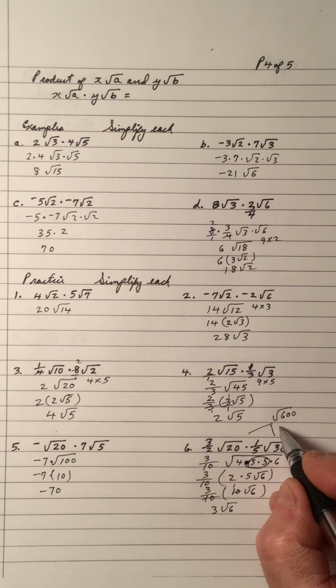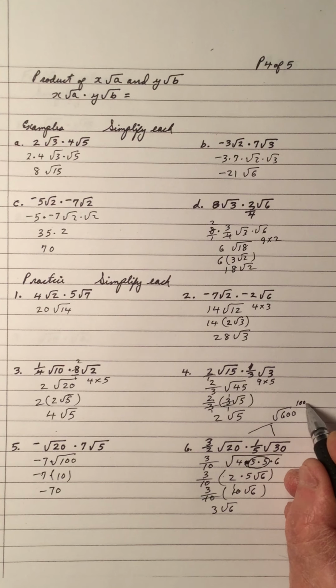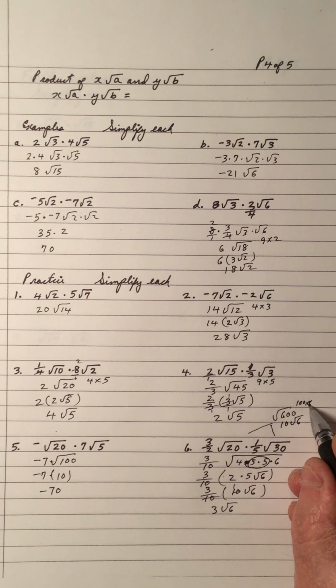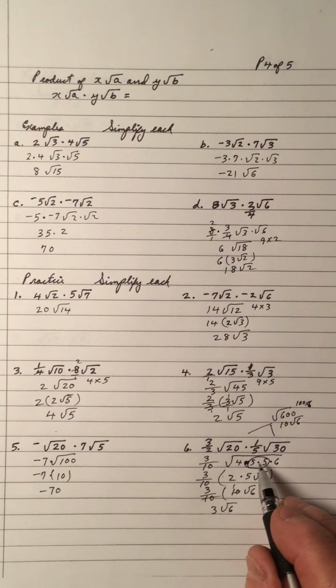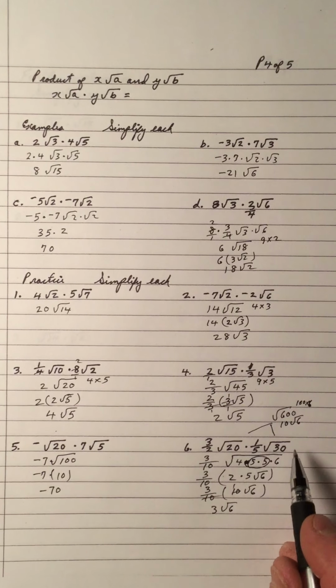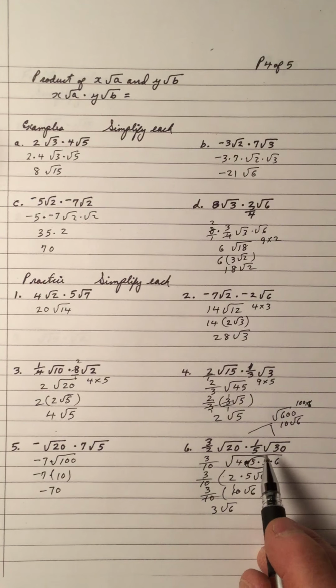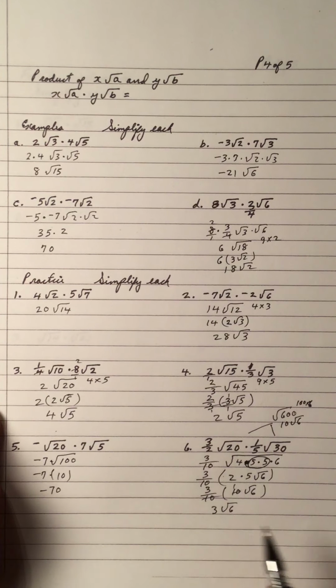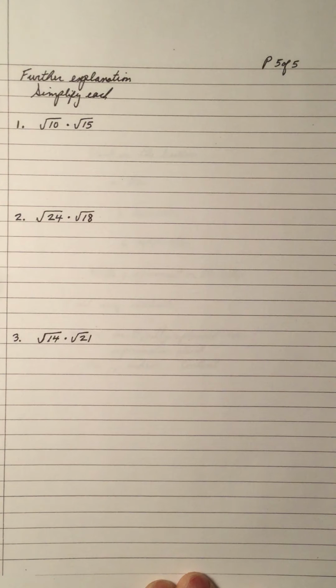And 600 is 100 times 6. So that's 10 root 6. That's another way you could have gone. Or you could have broken it down like this. It's your choice when you're doing the work yourself. As long as you get to the final answer, just take your time. One step at a time.